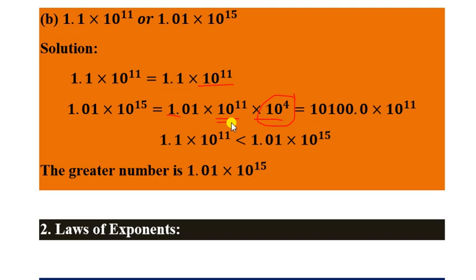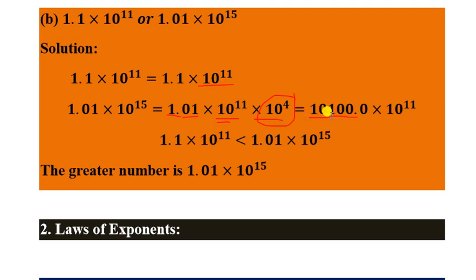10 to the power 4. 10 is present how many times? 4 times. That means the decimal will move 4 digits from left side to right side. So if we take this decimal 4 digits, that means 0.0, already 2 digits are given. That means 2 more digits are needed for this decimal.